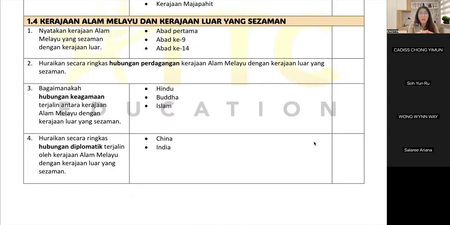Here in Alam Melayu, we have all these kingdoms. And at the same time, outside there, we have all these kingdoms and dynasties. Why do we need to know that? Because we connect with all these outsiders. Our Alam Melayu kingdoms have connection and relationship with all these kerajaan luar. And these are the 3 types of relationship we have: perdagangan, diplomatic, agama.